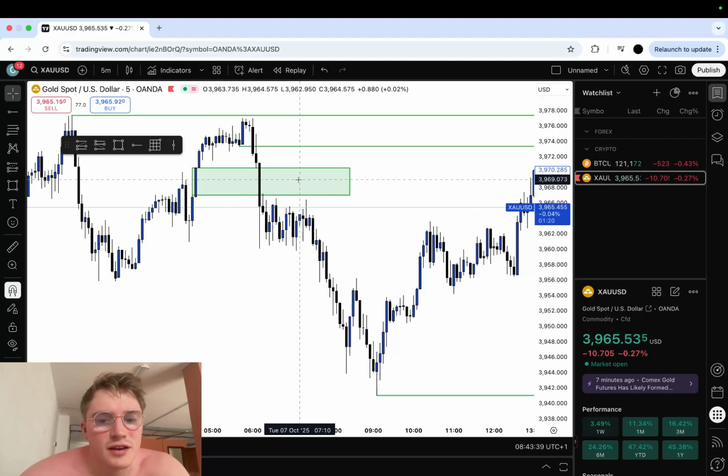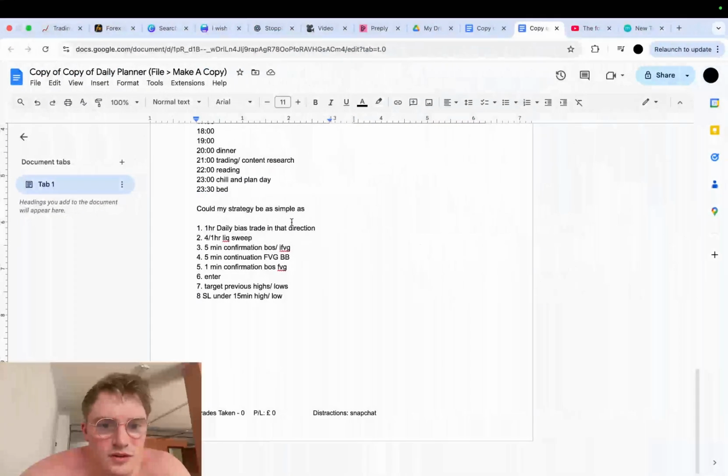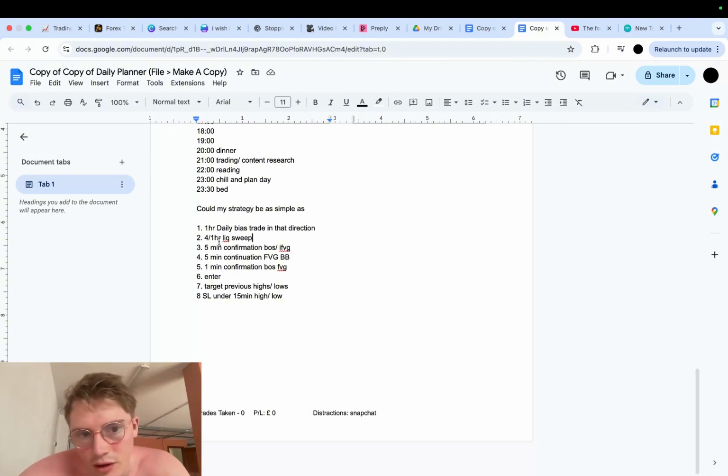Well, if that retraces into there, then it would shoot down. And for me, my confluences are, ignore my schedule: on the 1 hour chart, I get my daily bias, figure out what direction it's going in. Then on the 4 or 1 hour time frame, look for a liquidity sweep. That's your general direction confirmed, and you're now going in the direction that you want to trade in. Then go down to the 5 minute, where I'm looking for my confirmation, that's my breaker structure or inverse fair value gap.